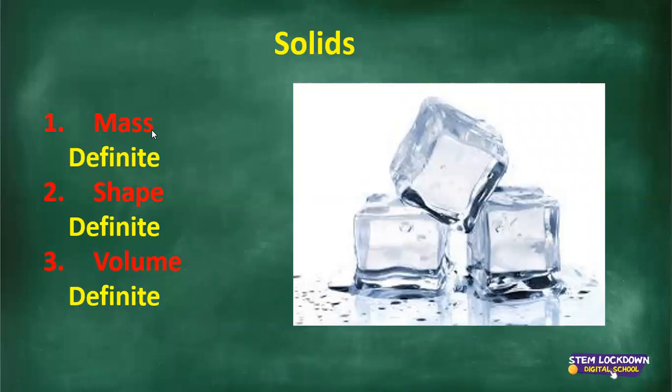Mass, solids have a definite mass. They also have a definite shape and a definite volume. Definite means it doesn't change by itself, okay? So the mass doesn't change, it stays the way it is. And the shape also doesn't change unless an external force comes into play. And also the volume doesn't change, okay? It also stays the way that it should.